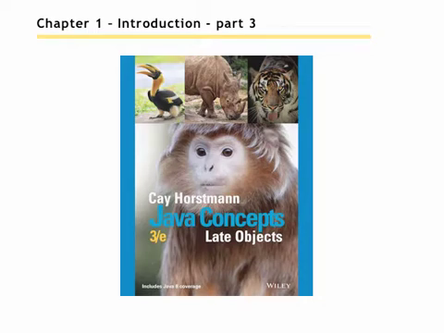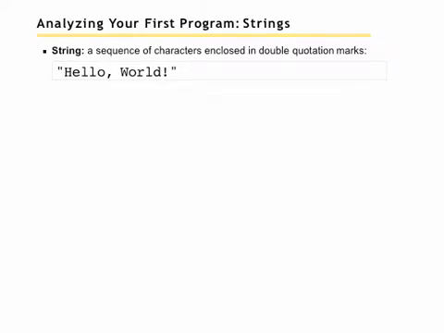Chapter 1, Part 3. Continuing our look at the program we started analyzing in the last part, you'll notice that in the System.out.println, there are parentheses, and inside those parentheses are the words "Hello World" in double quotes. Those double quotation marks denote a string. A string is just a sequence of characters. We can't do math with it. It's just text. And a string can contain anything.